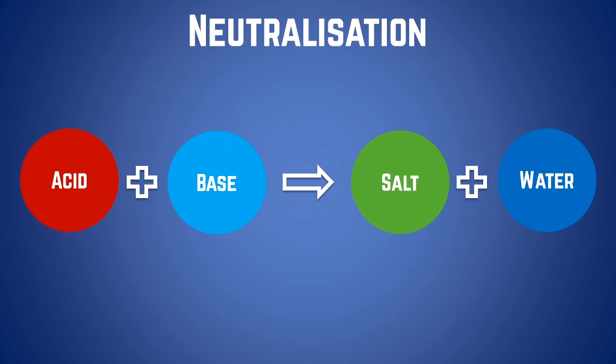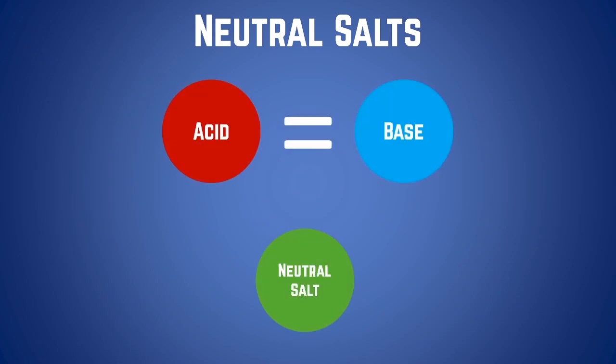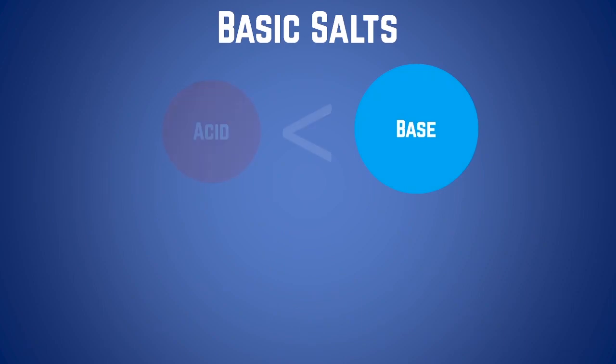There are three types of salts: neutral salts, acidic salts, and basic salts. When the acid and the base which react are equal in strength, neutral salts are formed. When the acid is stronger than the base, acidic salts are formed. And when the base is stronger than the acid, basic salts are formed.